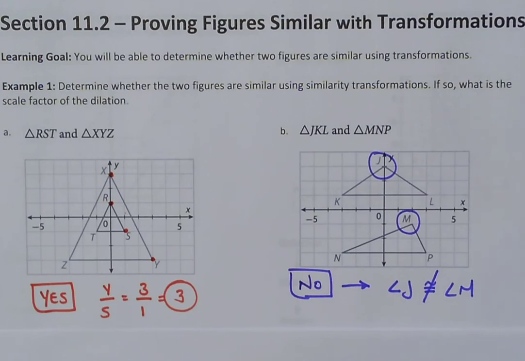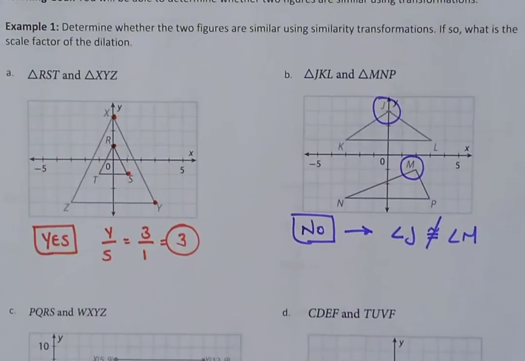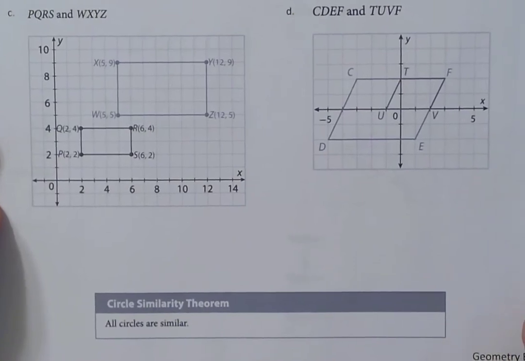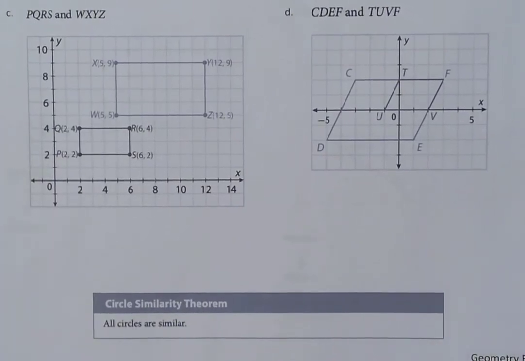Alright, and that is our answer for part B. Now for C and D, it's going to be much of the same thing, where we have to determine if the two are similar, and then if we can determine that they are similar, what would that scale factor be?